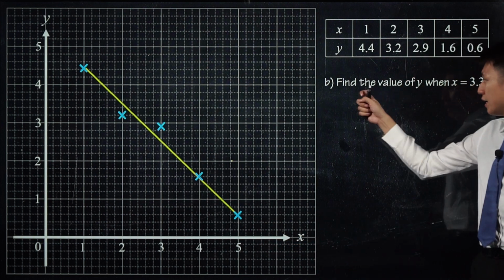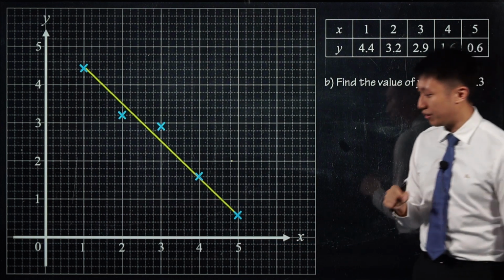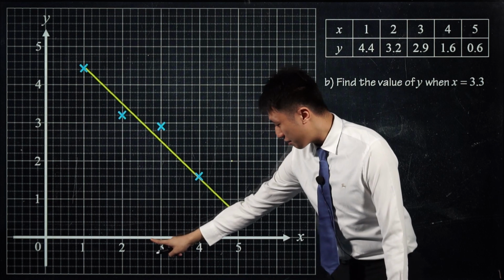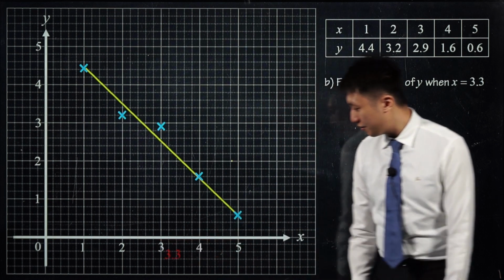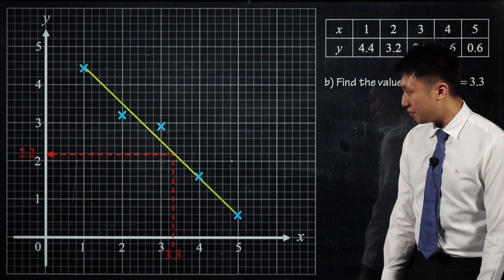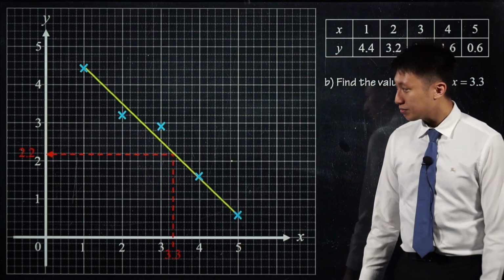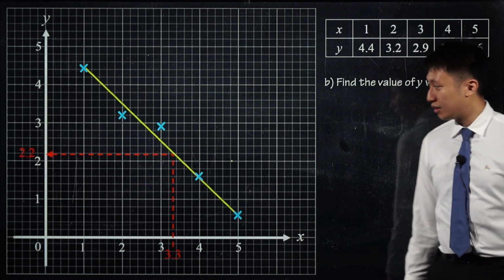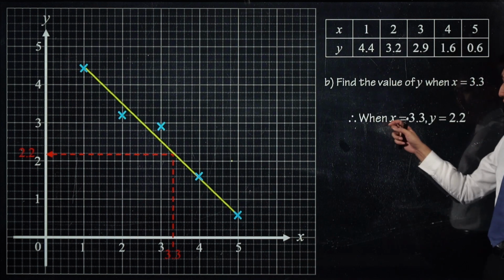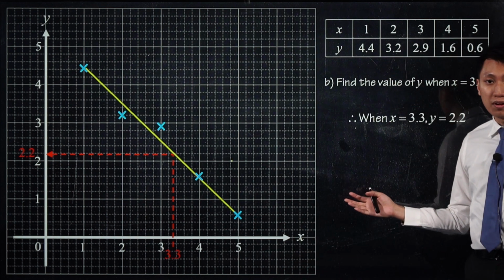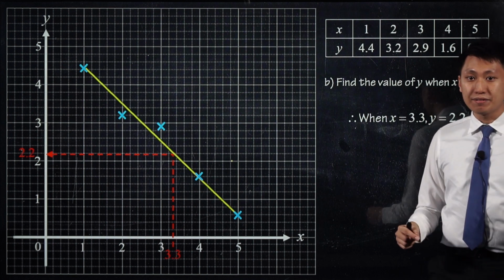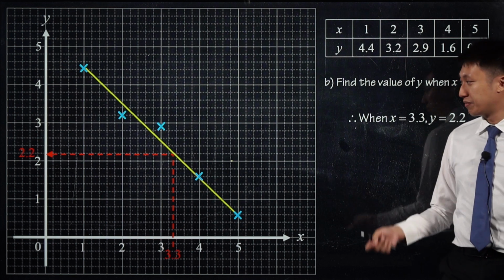Find the value of y when x is 3.3. Where is 3.3? 3.3 is somewhere here, in the middle. So from 3.3, go up and shoot there. I get something like 2.2 there. Close to 2.2. So I'll say when x is 3.3, y is 2.2. If you get your answer slightly different, it's fine. It should be fine.